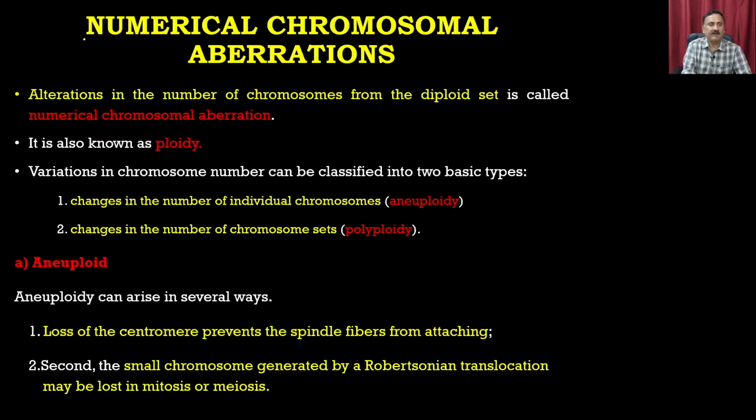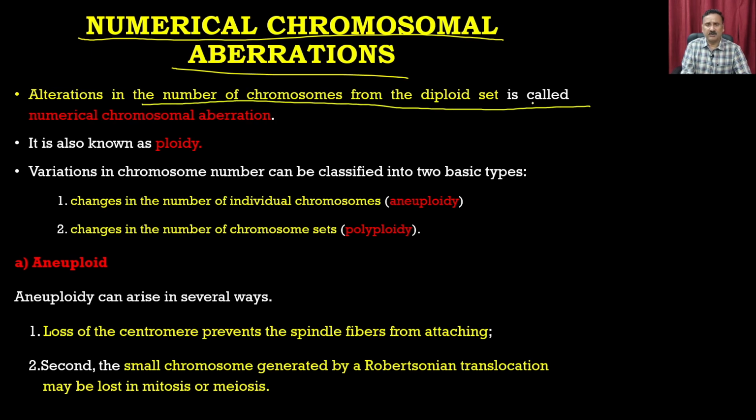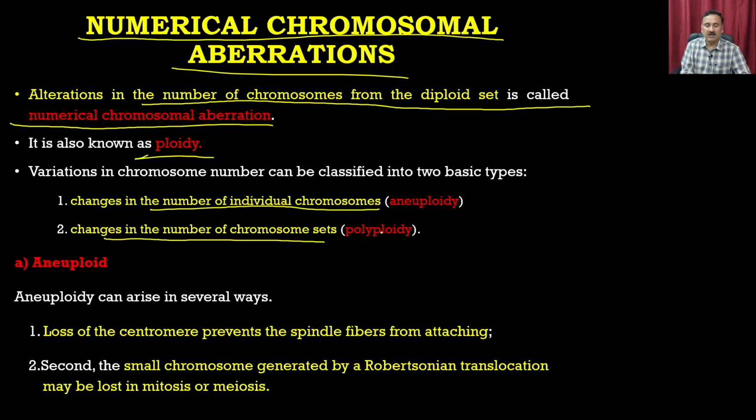Then we also have the numerical chromosomal variations, right? This is where the number of chromosomes is actually changed. The alteration in the number of chromosomes from the diploid set is called numerical chromosomal alteration. This is also known as ploidy. So if it is a change in the number of individual chromosomes, then it will be aneuploidy, or if it is a change in the number of chromosome sets, then it will be called polyploidy.